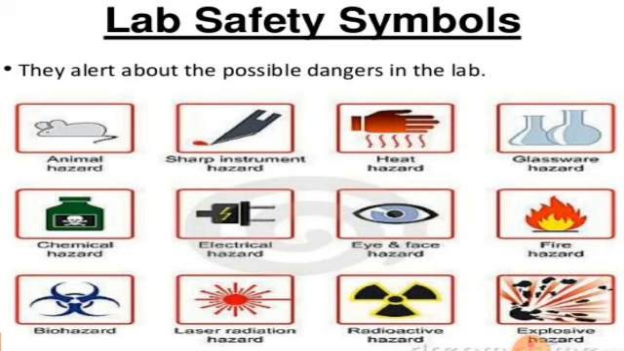First one is animal hazard. Second symbol shows the sharp instrument hazard. Third one, heat hazard. Fourth one, glassware hazard. Fifth, chemical hazard. Sixth, electrical hazard. Seventh, eye and face hazard. Eighth, fire hazard. Ninth, biohazard. Tenth, laser radiation hazard. Eleventh, radioactive hazard. At last, explosive hazard.